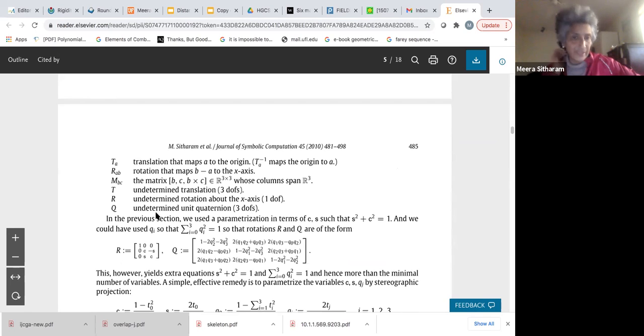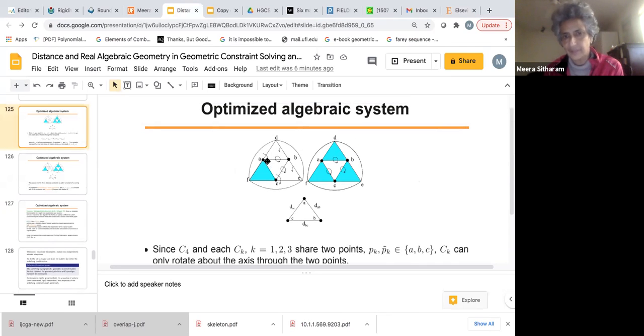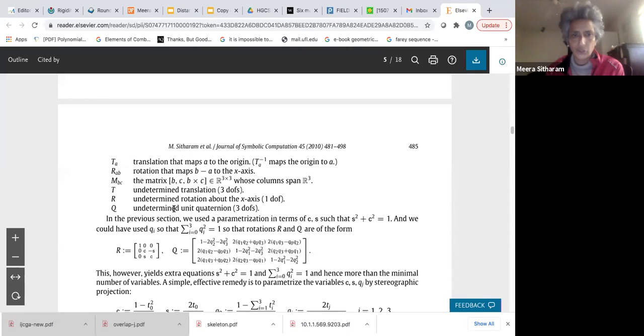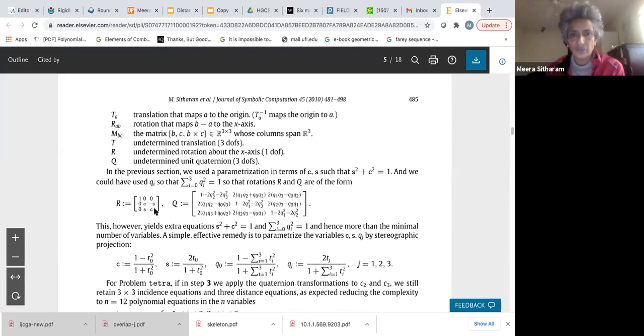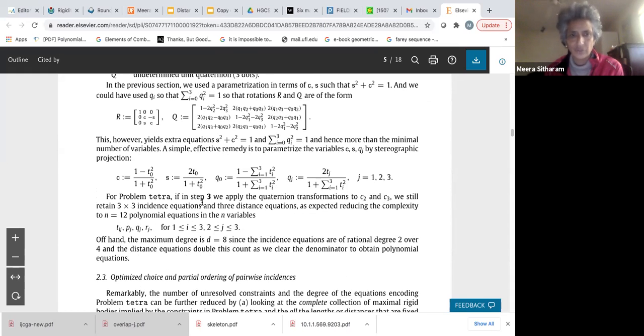And Q is the undetermined unit quaternion, which, in the case where the incidence is at a single point, gives you 3 degrees of freedom. That's what we showed in the beginning: a 3 degrees of freedom rotation here as opposed to this 1 degree of freedom here. So that's this Q. R looks typically like this, Q looks typically like this, and we're using the simple stereographic projection, so we think of C as all the cosines like this, and S like this.